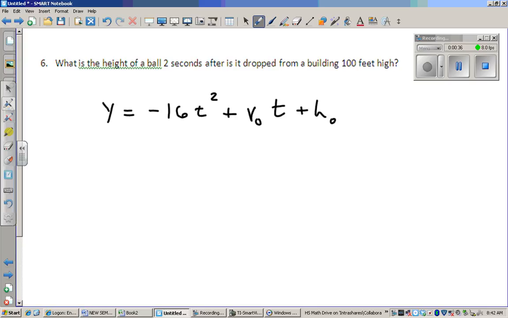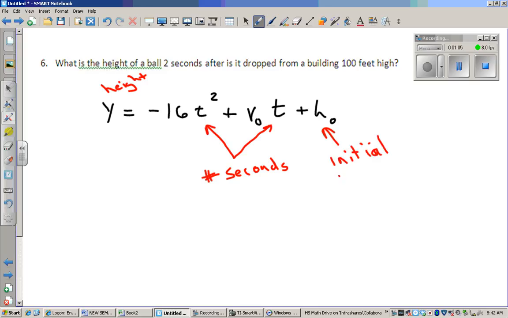Now, let's just talk about that. That's a parabola, and the different letters stand for, y is the height at any moment. T is the time, its number of seconds. H with a little 0 after it is the initial height. And v with a little 0 is the initial velocity or speed.